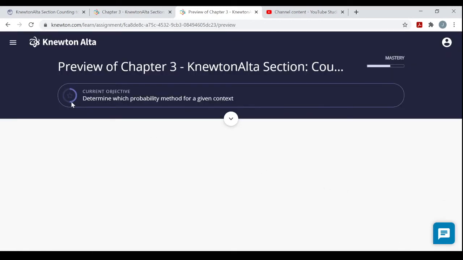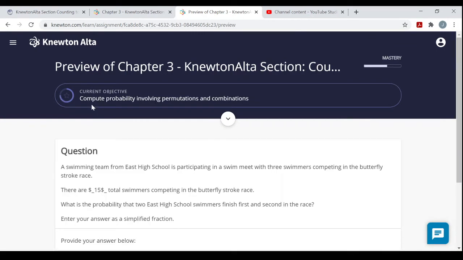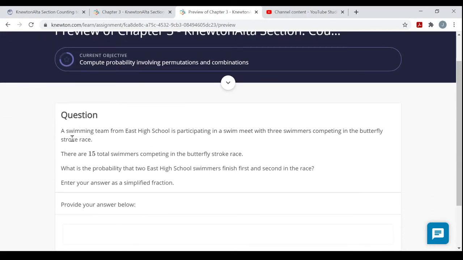Continuing on, and same objective here. Oh, no, it switched back. But it's still the same thing, really. Still the same kind of issue where you're starting off, what kind of problem is it? Permutation, combination, order mattering, order not mattering. So a swimming team from East High School is participating in a swim meet with 3 swimmers competing in the butterfly stroke race. There are 15 total swimmers competing in the butterfly stroke race. What is the probability that 2 East High School swimmers finish first and second in the race? And it says enter your answer as a simplified fraction.